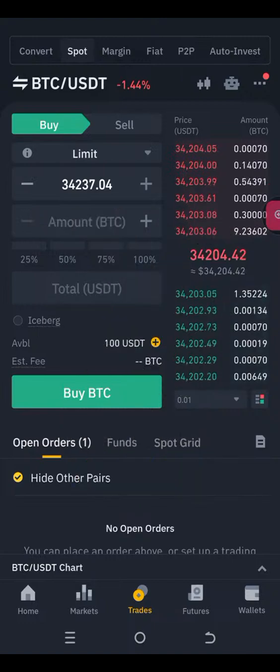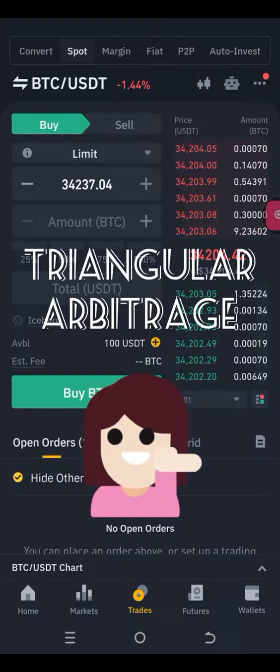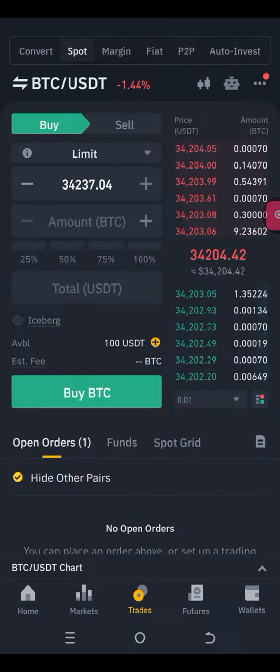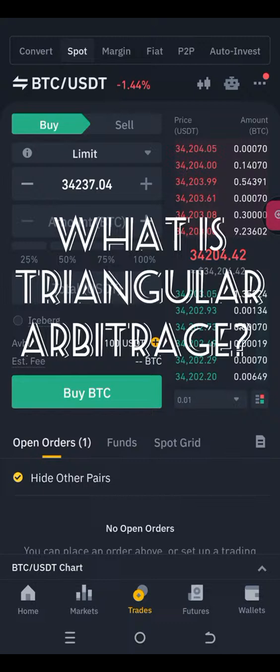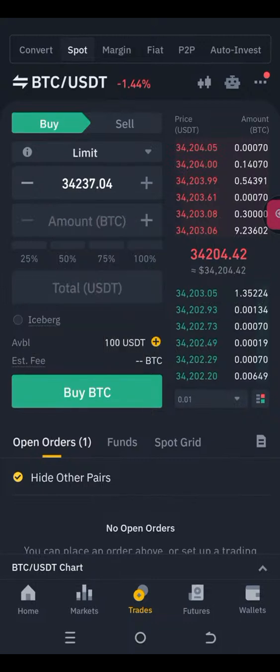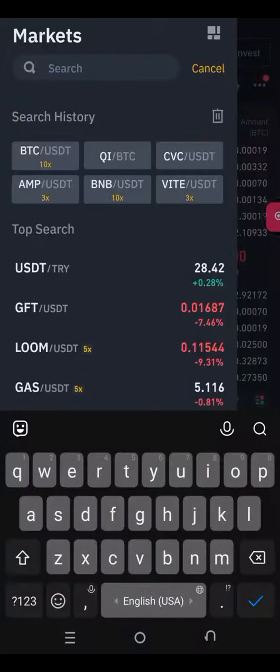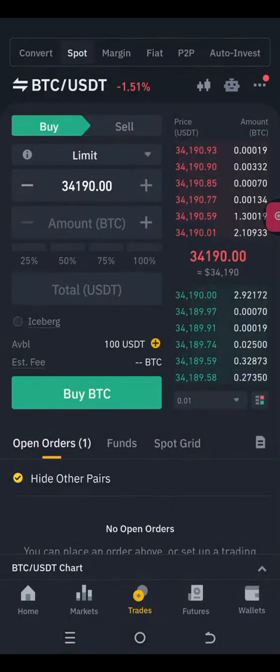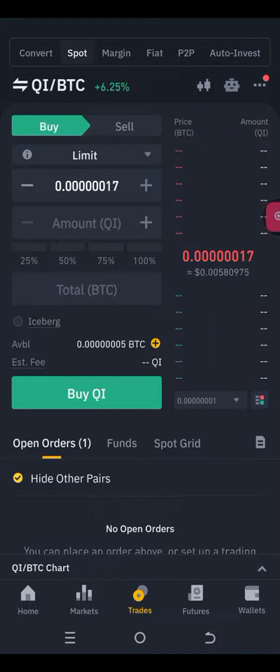Okay, so let's start with triangular arbitrage. We're currently on BTC USDT. Now, starting point is, what is triangular arbitrage? So I'm going to choose one of the coins here and use it as an example to demonstrate what triangular arbitrage is. Now, triangular arbitrage just means you're taking advantage of the disruptions in the market, the imbalances, and you're profiting from it. It's more like you're looking for bargains and you're making profit off the little imbalances that there are in the market, right?